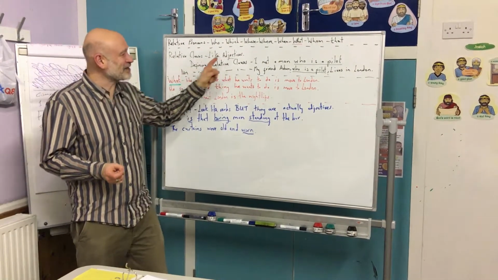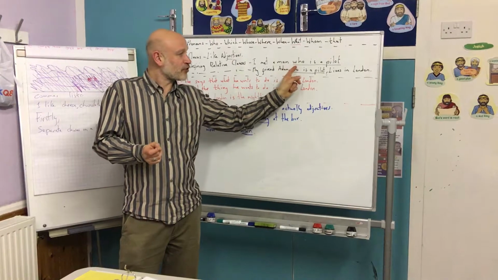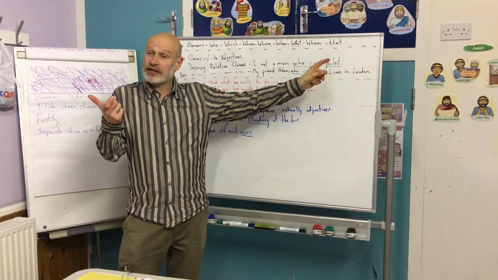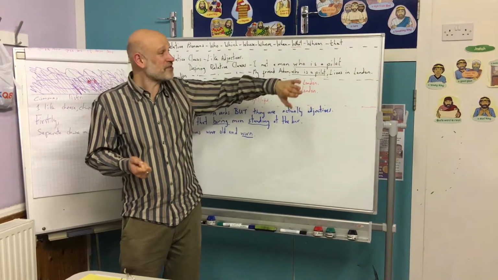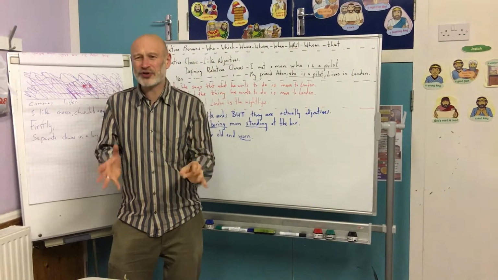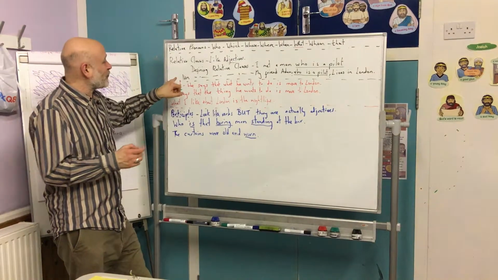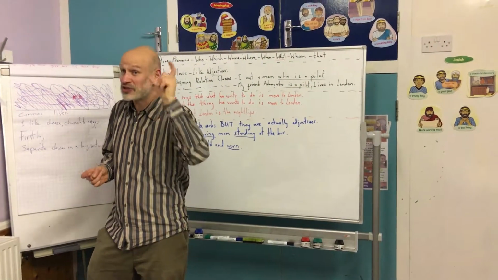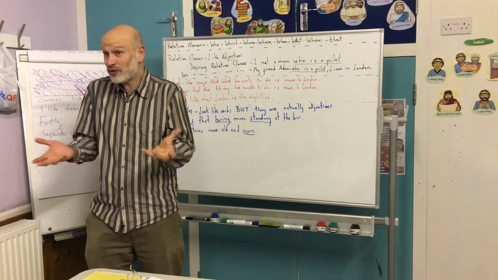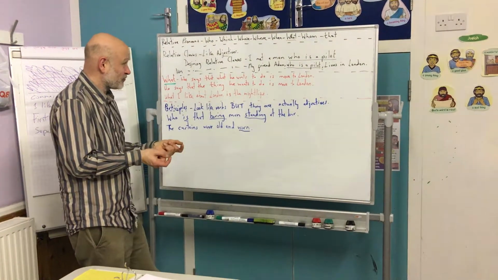There are defining relative clauses where the clause is really important in the sentence. I met a man who is a pilot. Some of the time you could remove it, but you don't want to because it's important. However, non-defining relative clauses add a piece of information which is not important, but it's more information. It's great fun, isn't it, to have more information?